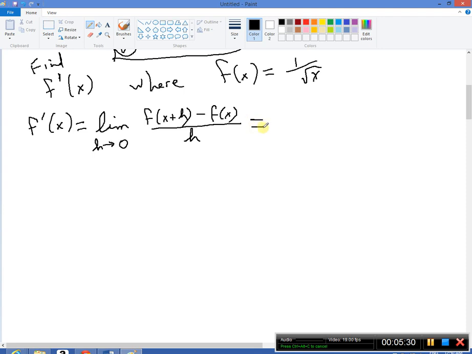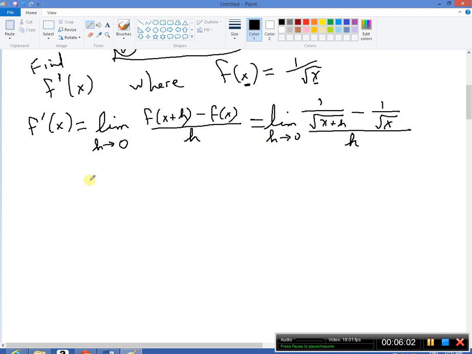Now we just plug in. This is the limit as h goes to 0 of f of x plus h, which means you replace x in the definition of f by x plus h. So this is going to be 1 over the square root of x plus h. And then you have to subtract f of x, which is nothing more than 1 over the square root of x, and then you divide that whole thing by h.